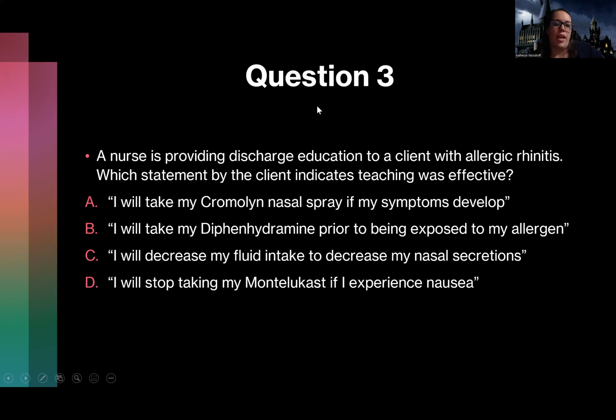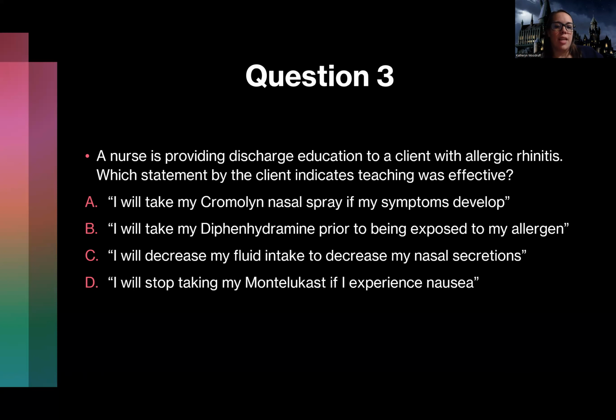All right, question 3. A nurse is providing discharge education to a client with allergic rhinitis. Which statement by the client indicates teaching was effective? All right, so if I was a student who read through this and read all the answer choices, I could get really overwhelmed because I'm already seeing some medication names in there, and oh my gosh, what if I didn't make flashcards for all of them?